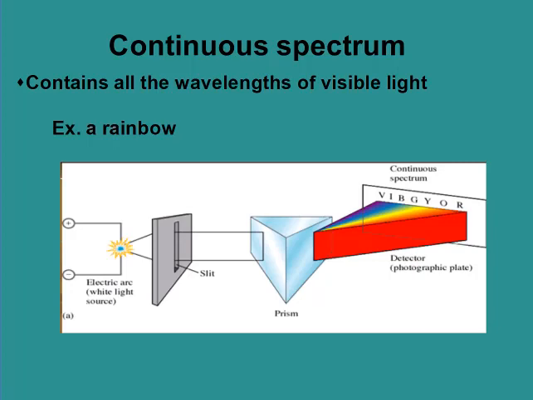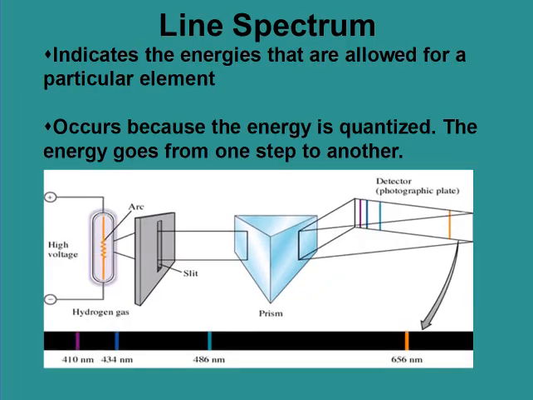We have two types of spectrums, continuous spectrum and line spectrum. A continuous spectrum is what you see with a rainbow or when light goes through a prism and it separates into all the different colors. In a line spectrum, it indicates the energies that are allowed for a particular element. Remember that because energy is quantized, the energy goes from one step to the next. It's not continuous. And the energy that's quantized is different for each element.